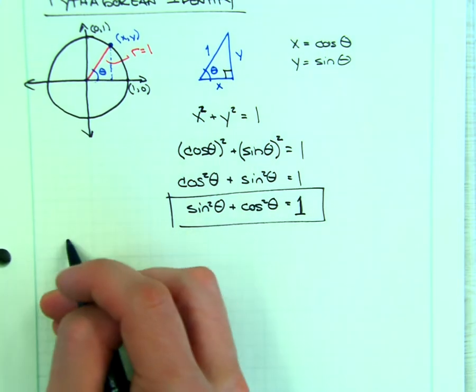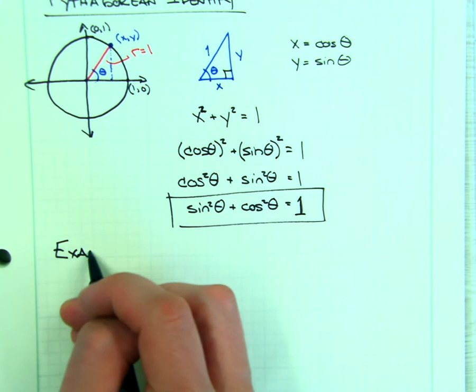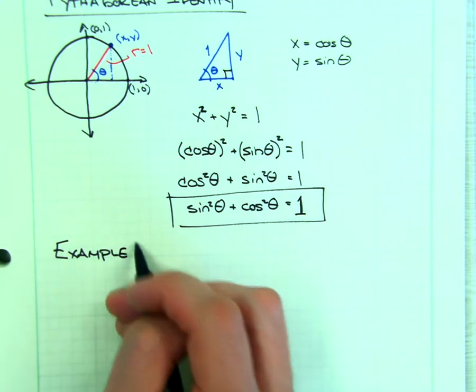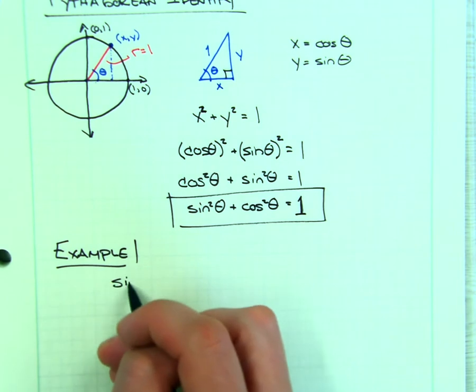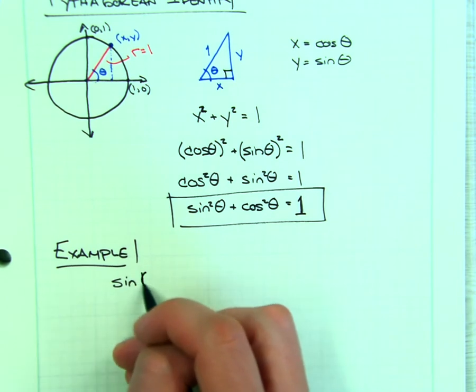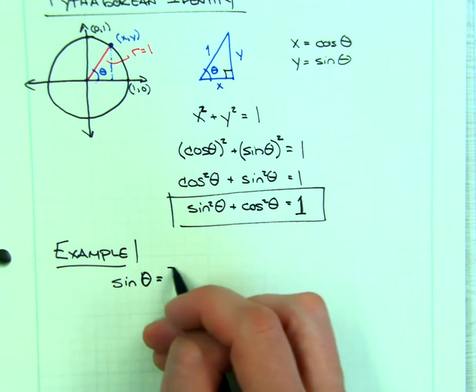Let me jump into an example of when you would use this. The example is, I'm going to give you that the sine of t, or the sine of theta, is equal to 3/5.